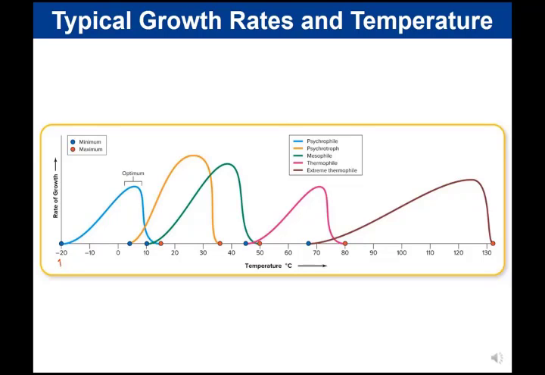Psychrophiles don't grow at all at human body temperature, right? They don't really grow at room temperature, but they do grow optimally around refrigeration temperature. Our psychrotrophs are going to be around room temperature optimally, somewhat at human body, and also somewhat at refrigeration temperatures. So they're kind of in between.